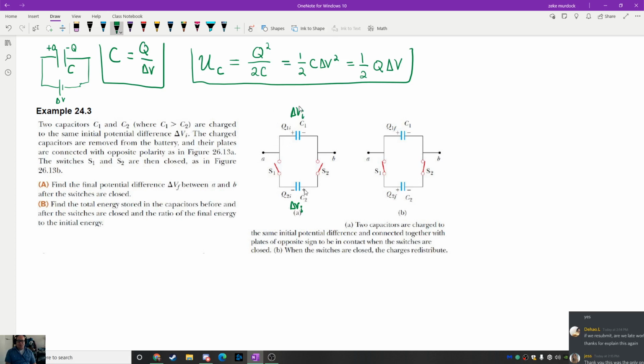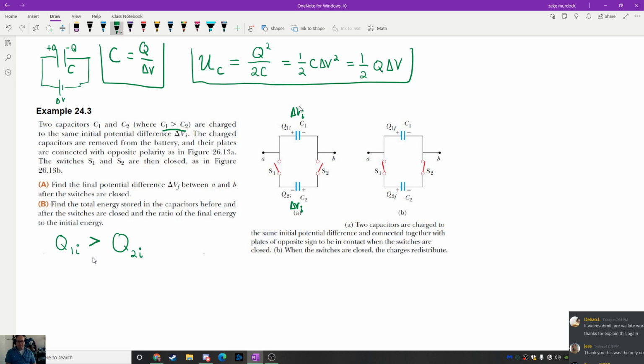If I charge both of these capacitors to the same potential difference, and I tell you that C1 is greater than C2, which one is going to have more charge? It will be C1. Yeah. So would you all agree that this has to be true? Q1i has to be greater than Q2i?